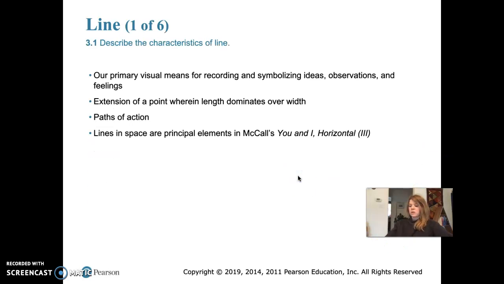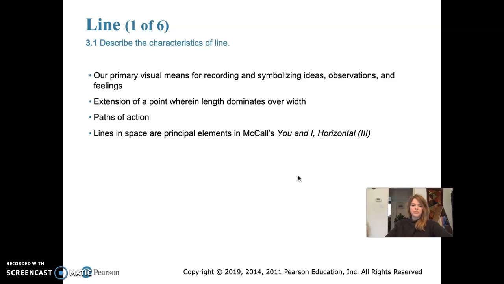So line, we're going to start off with line. This is probably the most used of the visual elements. It's our primary visual means for recording and symbolizing ideas, observations, and feelings. Extension of a point wherein length dominates over width. That's what a line is.